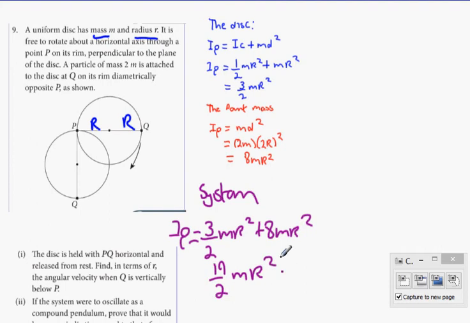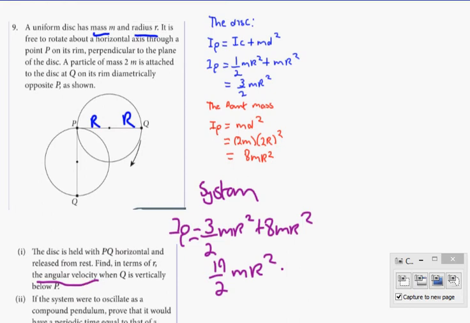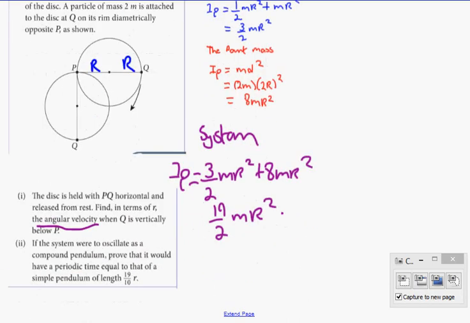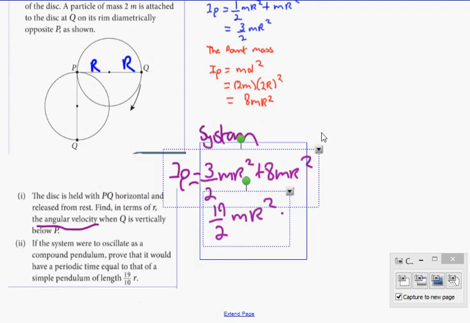Next part is to find the angular velocity of the disc when Q is at the bottom. We're looking for angular velocity still, okay? Now we're rereading back to the question and we're going to find out what the story is with the angular velocity, okay?